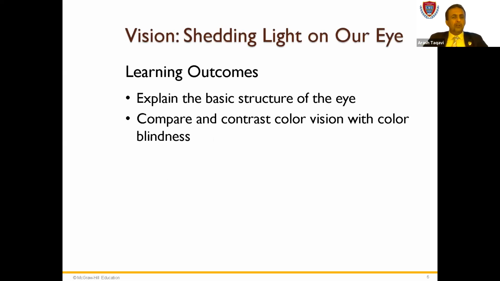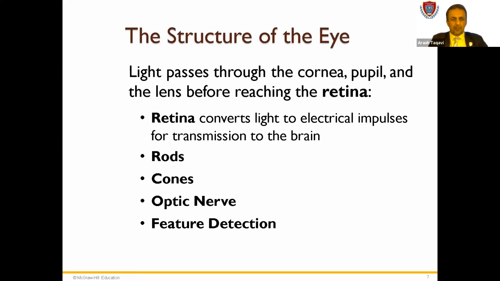Okay, vision. Shedding light on our eye. Let's explain the basic structure of the eye and compare and contrast color vision with color blindness. It's very important.